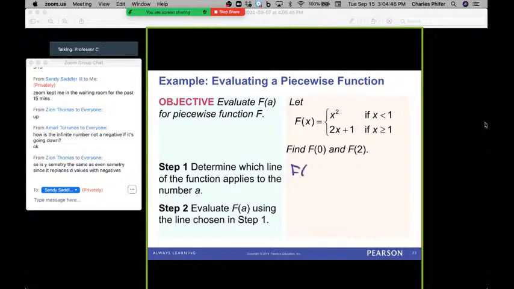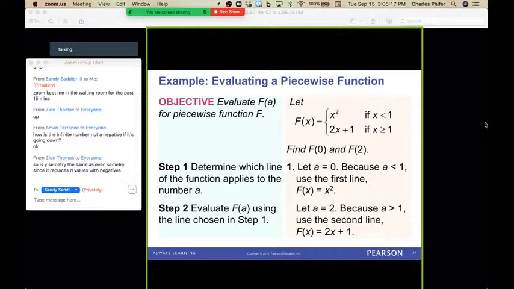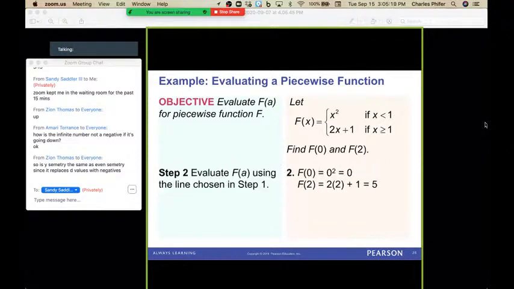So then f of 0 is going to be 0 squared, which is just 0. Now if we do f of 2, if x is 2, notice that 2 is not less than 1, but 2 is greater than or equal to 1. So that means we're going to use the second line. So we're going to do 2 times 2 plus 1. What is that? 5. So we got 0 and 5. We got both of those results.